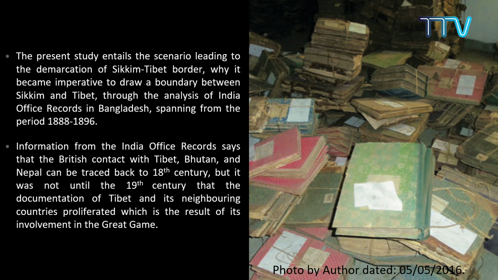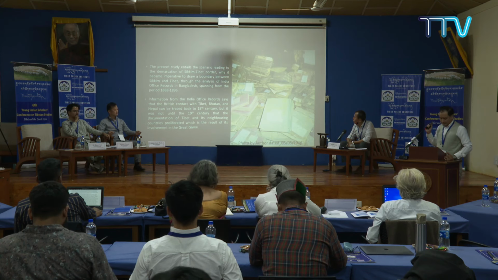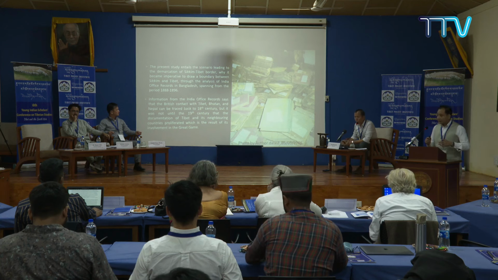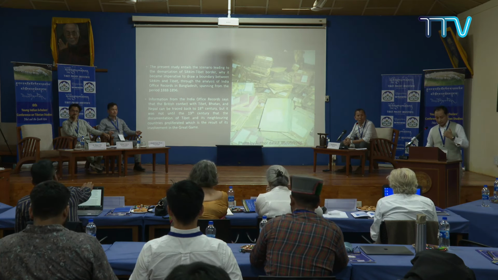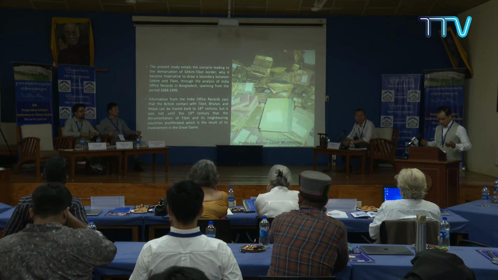Before 1890, there was no official border between Sikkim and Tibet. So I'll be discussing two factors that led to the demarcation of this boundary in 1890. One is an international factor, and the other is a localized factor. Information from the India Office records says British contact with Tibet, Bhutan, and Nepal can be traced back to the 18th century. But after the involvement in the great game, the documentation of these Eastern Himalayan states began more.